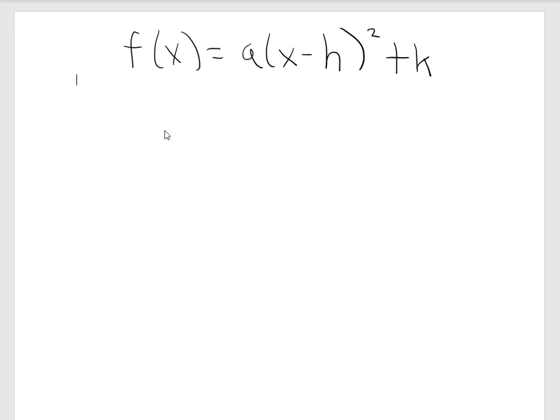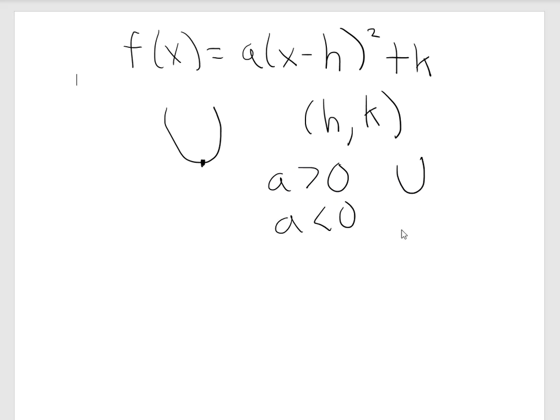Probably the first thing I want to make sure you know is that the vertex form of a parabola is of this form right here. The vertex for this one is going to be h comma k. Notice it's x minus h, so h is positive in this case, and then plus k. This is the coordinate for the vertex, which is right here. The other thing you need to know is if a is positive, then my parabola is going up. If a is negative, then my parabola is going down. So please make sure that you understand that.